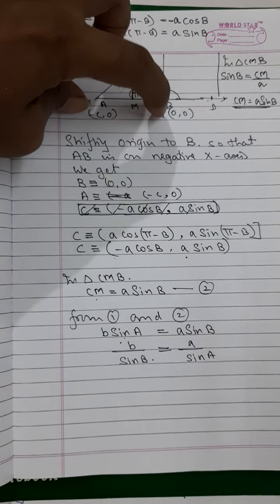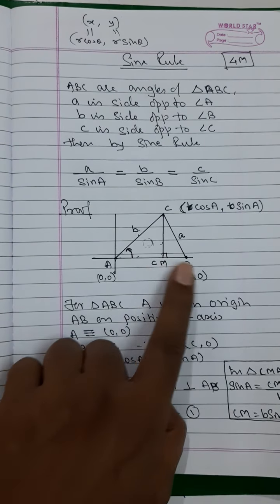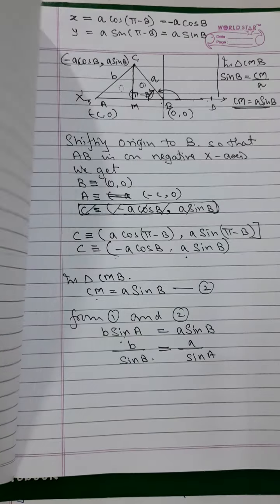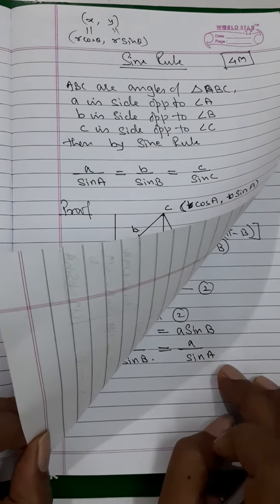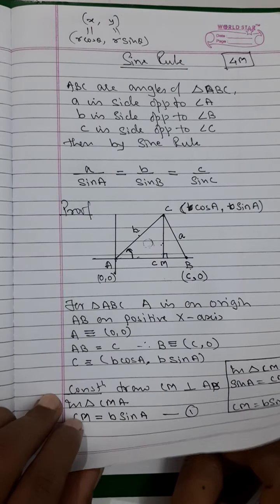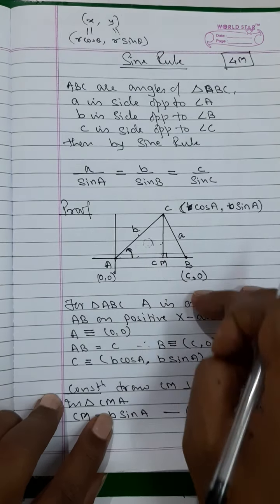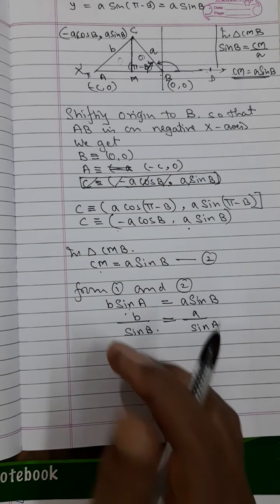If I rotate it, if I would have taken it some other way, as I told you, I can take any vertex anywhere. If I would have taken A over here, B over here, C over here, I would have got something else like B upon sin B is equal to C upon sin C. It depends on what vertices I take over here. Accordingly, I will get the ratio.